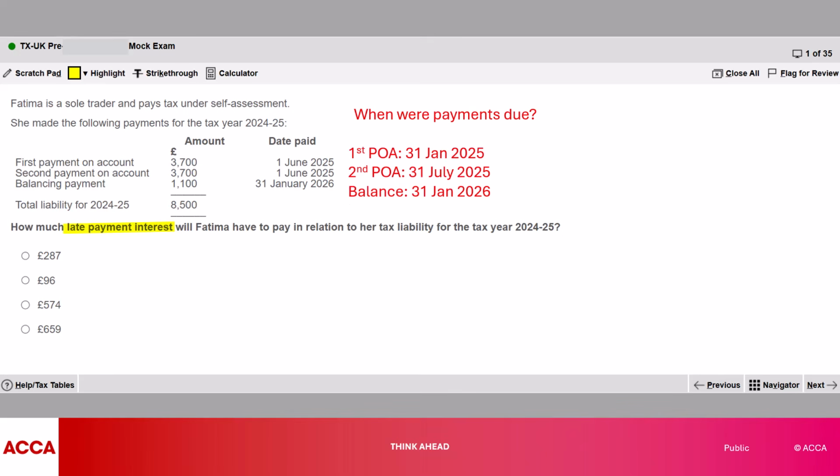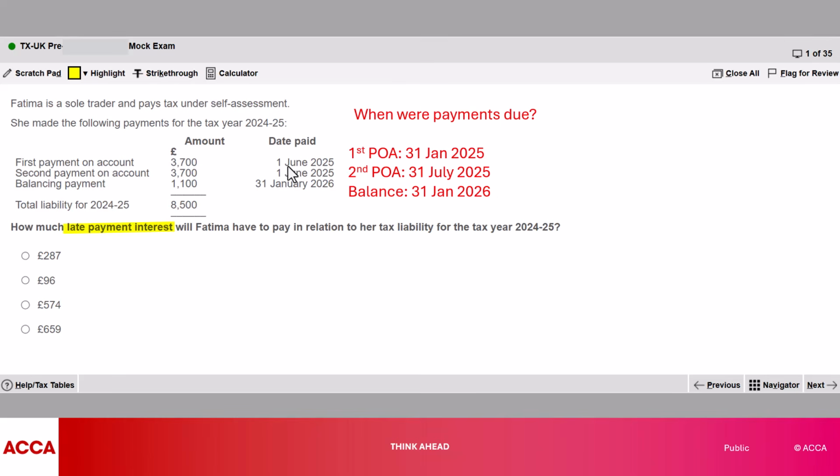And for the tax year 2024-25, the first payment on account is due on the 31st of January during the tax year. So that will be 31st of January 2025. The second one on the 31st of July, just after the end of the tax year, so 31st of July 25. And the balancing payment is due along with the self-assessment return on the 31st of January 2026.